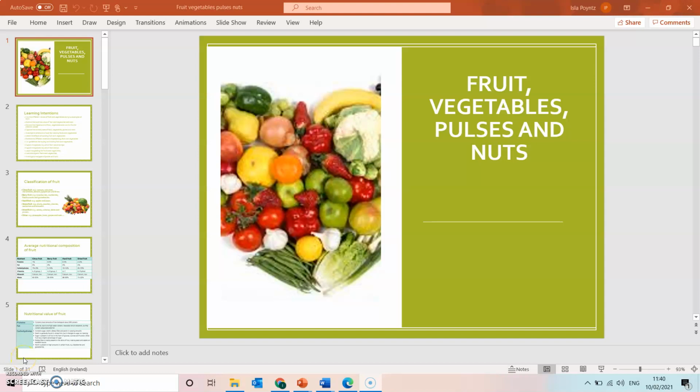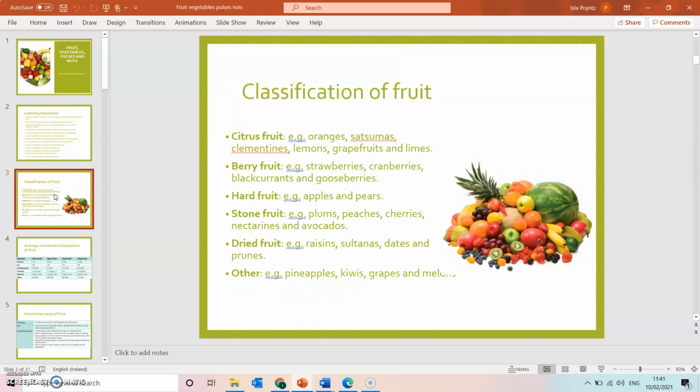Okay, good afternoon. We're going to have a little look now at our next Leaving Certificate topic related to carbohydrates, and that's fruit and veg, pulses and nuts. So I'm not going to go through all of the slides because we had a look at them this morning. So just the main ones there in terms of, first of all, the classification of fruit.